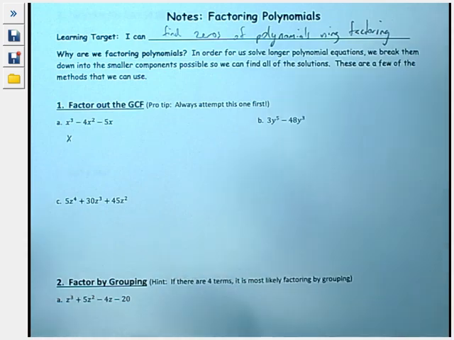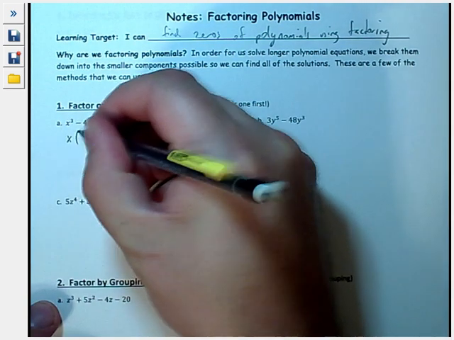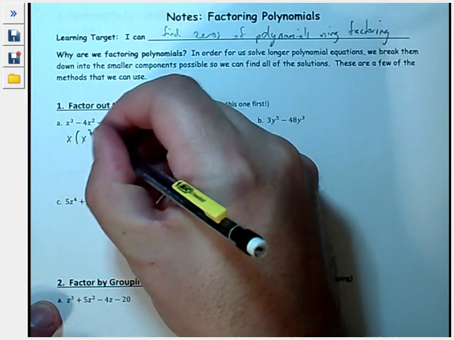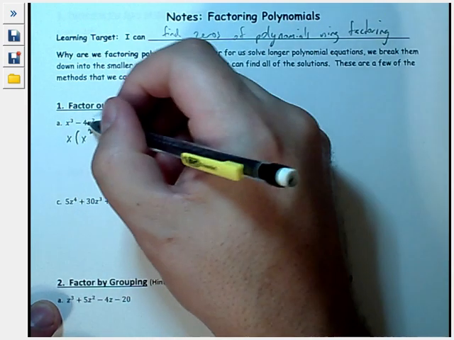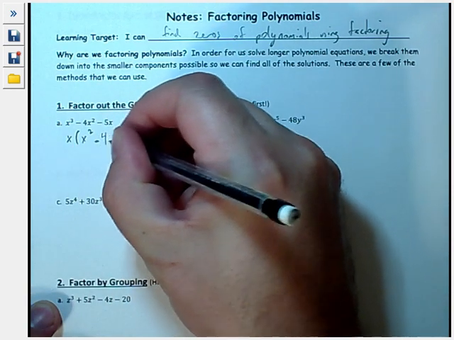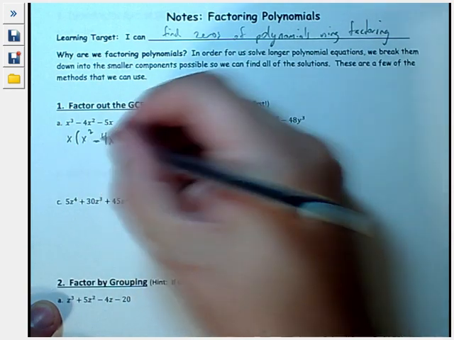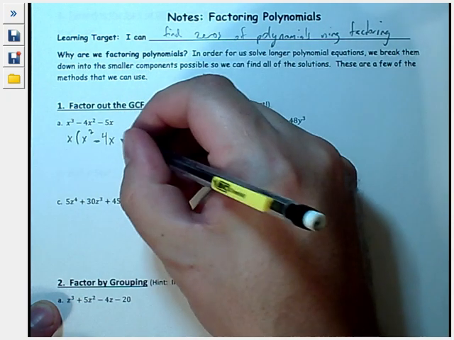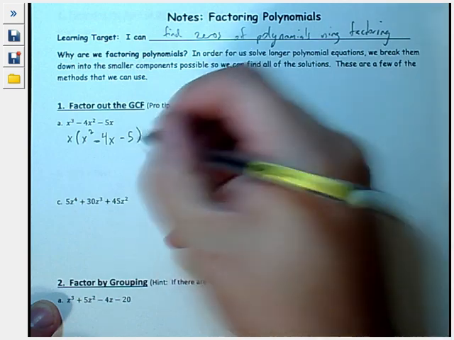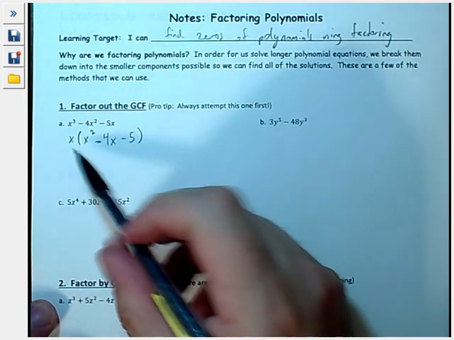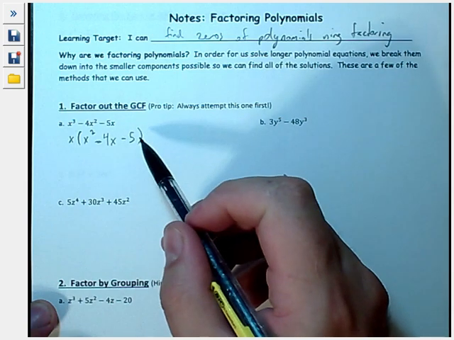Okay? And so when we divide out the x, we were at x to the third, and this now becomes x squared. This was negative 4x squared. We take out 1x, and this now becomes negative 4x. That's a negative sign right there. And then this is negative 5x, which now becomes just negative 5 because we factored out the x. And we can see that here. If we were to multiply this x back into all of these terms, we would end up where we started.